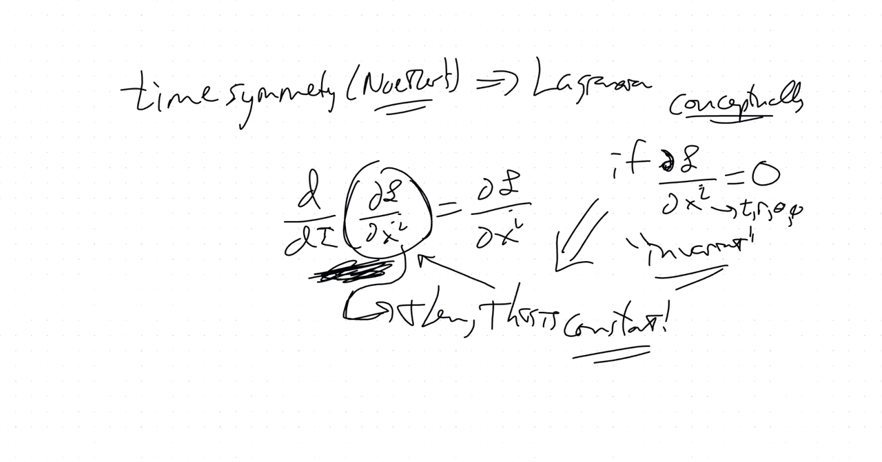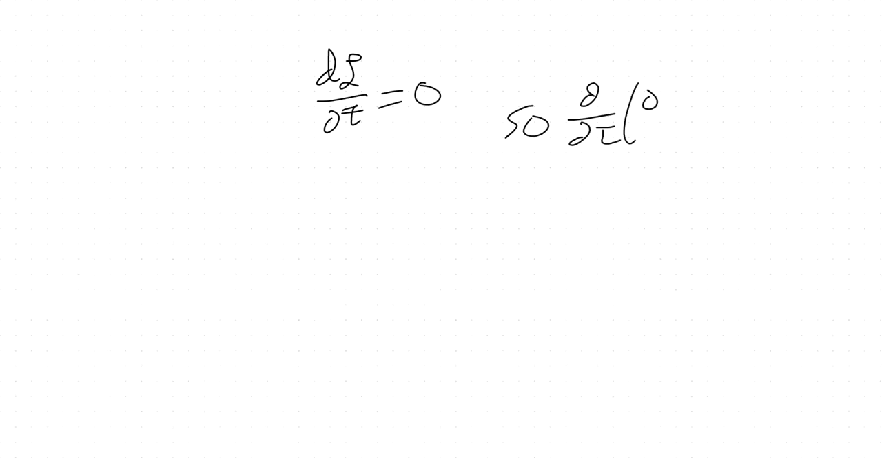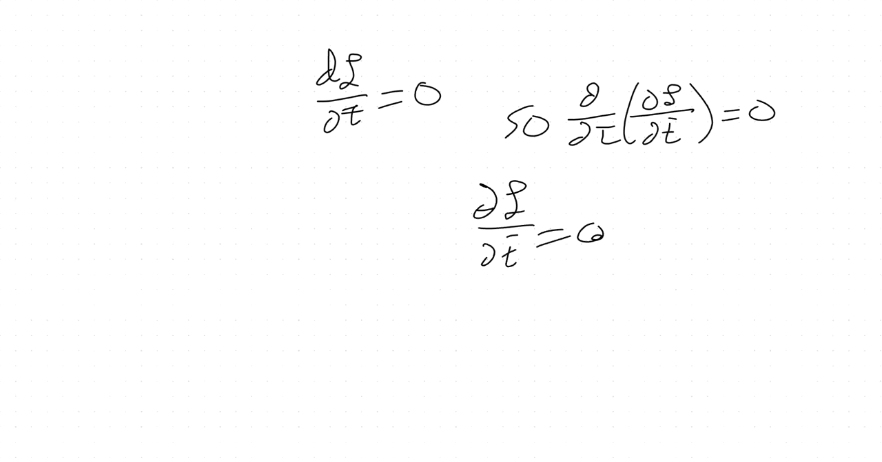So for instance, dL dt, that's partial, is zero. So d tau of dL dt dot is zero, which means dL dt dot is constant. We call this PT, the time momentum. The word momentum has to do with a constant in Noether's theorem.